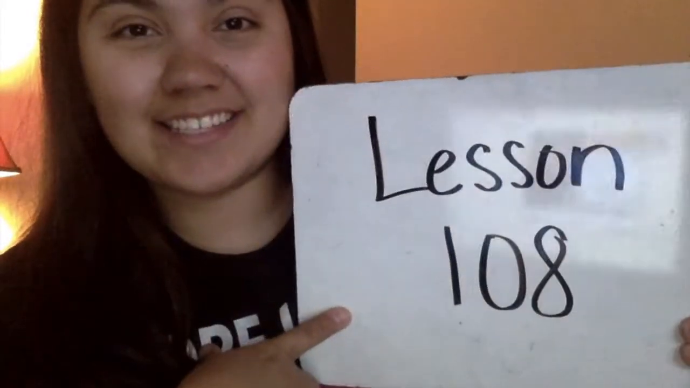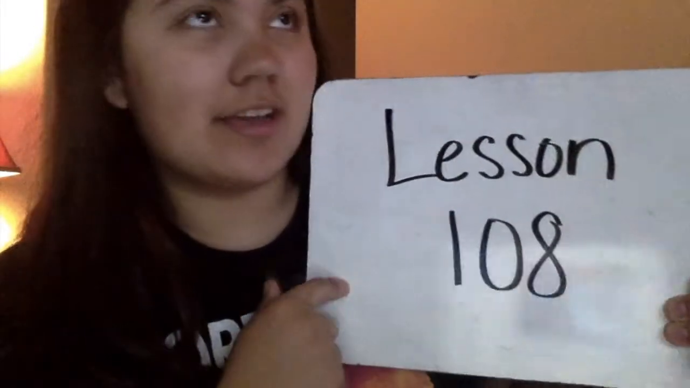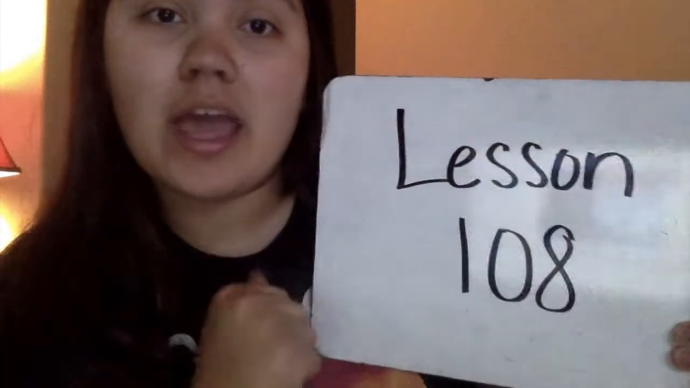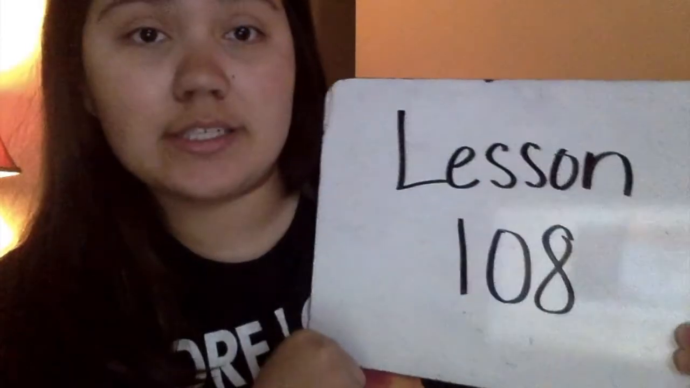Okay, today is lesson 108, and in today's lesson we're going to talk about some formulas for area and perimeter, and then we're also going to learn about the distributive property.